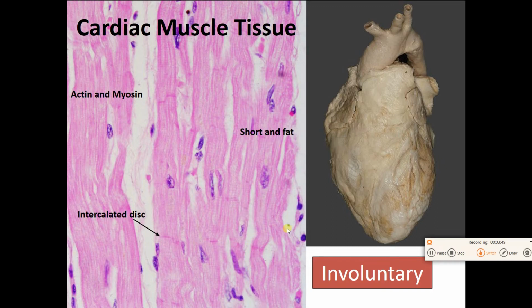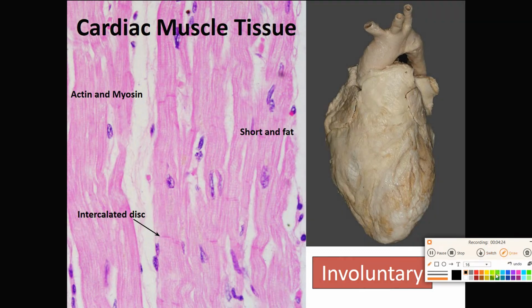Now, there are striations here. They're a little bit harder to see, but you can make them out right where I have the cursor here going horizontally across the screen. And these striations, of course, are the result of the orderly repeating arrangement of the contraction proteins actin and myosin. Now, also in cardiac muscle, we see these little reddish structures here running perpendicular to the cells, parallel to the striations. These guys are called intercalated discs.